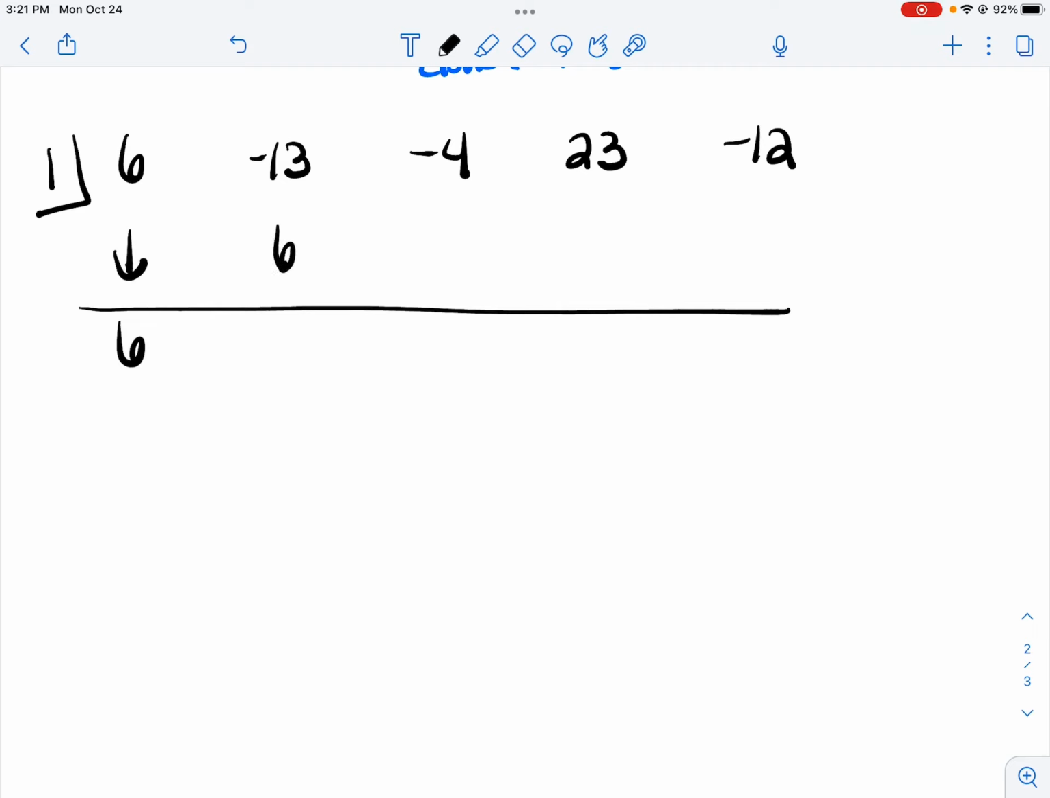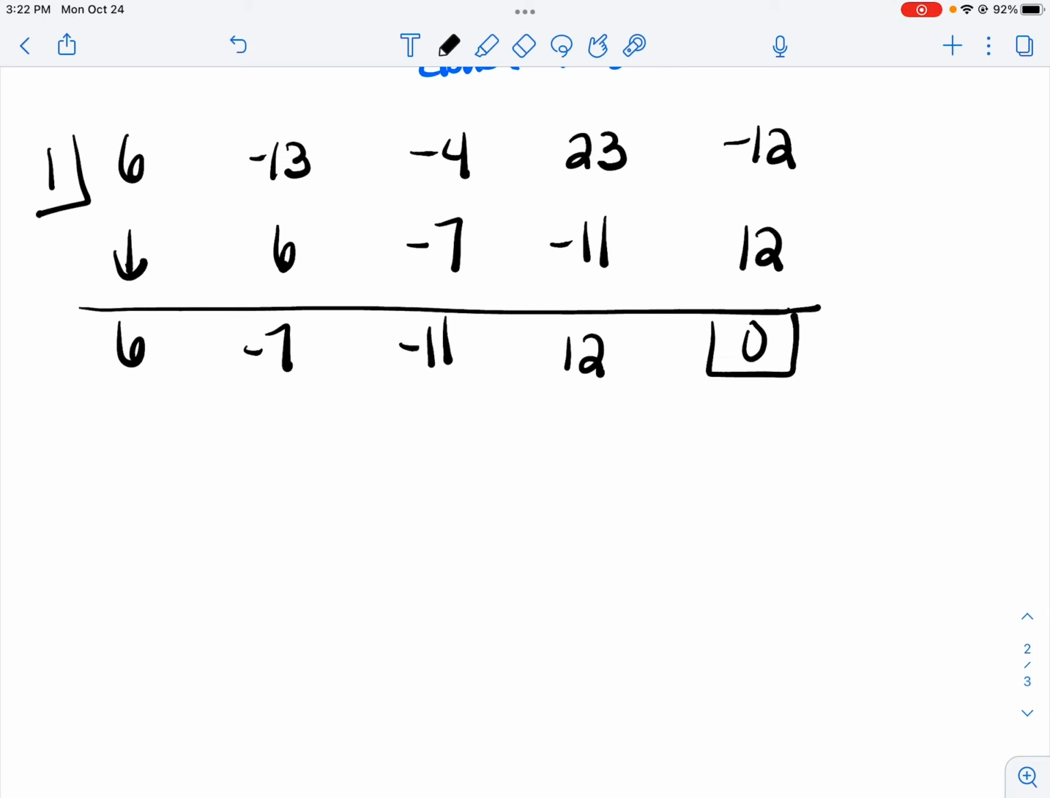6 times 1 is 6, and I add that to the next column. So negative 13 plus 6 is negative 7. Negative 7 times 1 is negative 7. Add that to the next column. Negative 4 plus negative 7 is negative 11. Negative 11 times 1 is negative 11. Add that to the next column. So 23 plus negative 11 is 12. Then 12 times 1 is 12. And add that to the last column gives us 0.